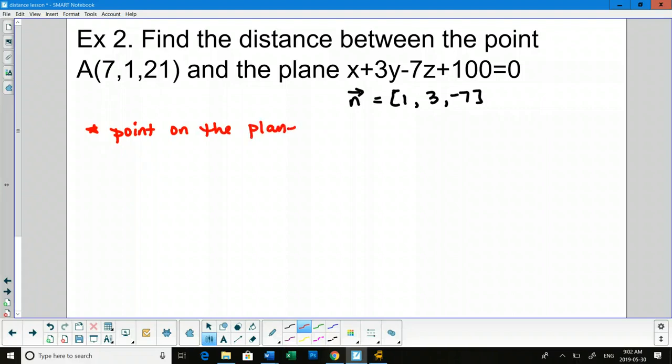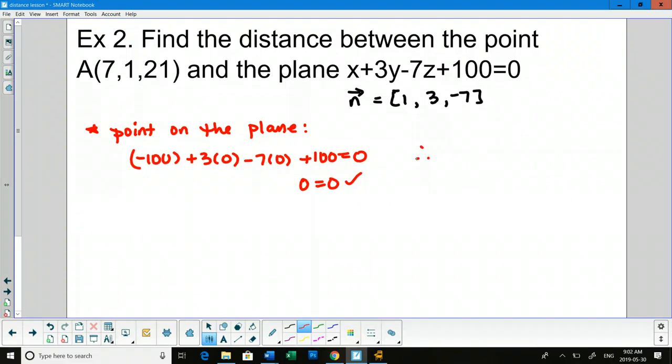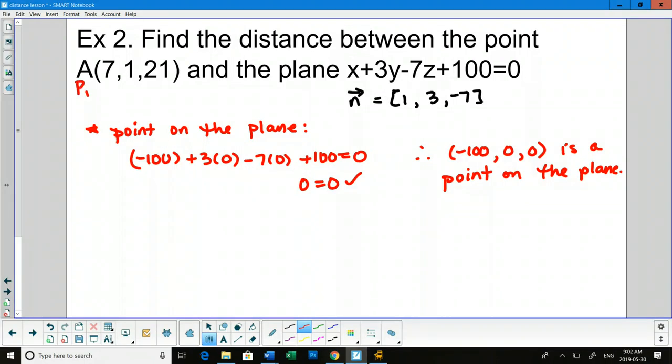For the point on the plane, I think maybe the easiest thing we can do here is set x equal to -100 and let y and z be 0. Then we know for sure that we have a true statement, so we get 0 equals 0. Therefore, -100, 0, 0 is a point on the plane. That's probably the easiest thing to go for here. Okay, so perhaps we can call point A our P1, and then we can call this our P2.